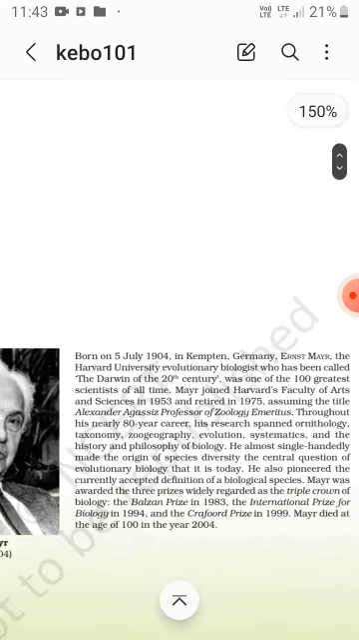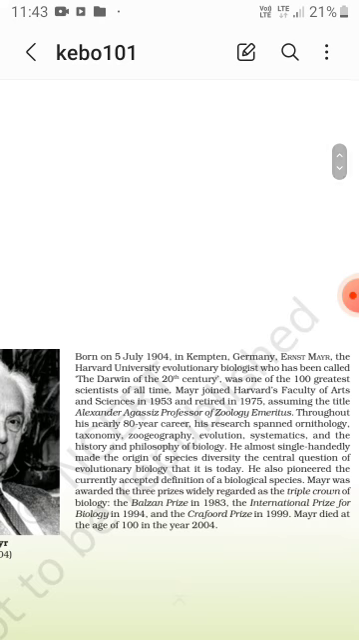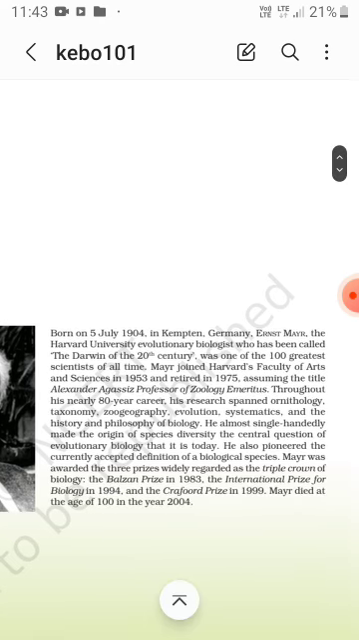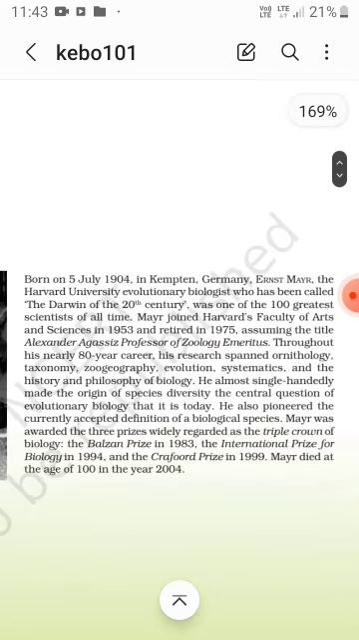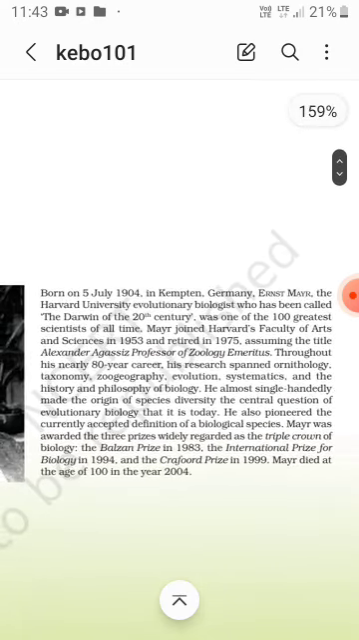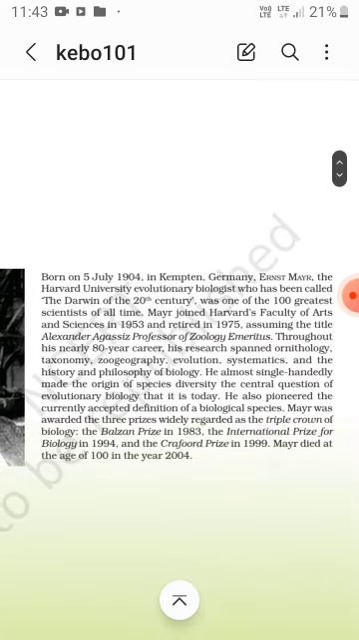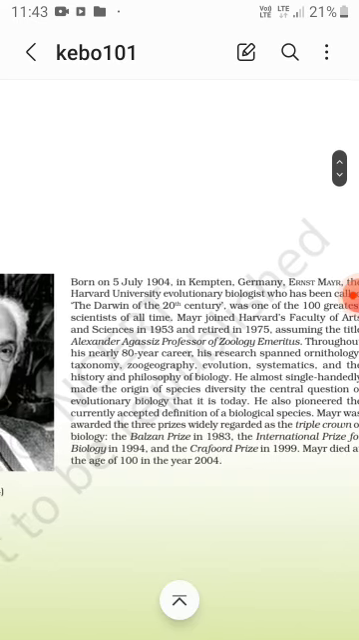The first point is that the Darwin of the 20th century is Ernst Mayr. The second point is that he also pioneered the currently accepted definition of a biological species. Very important. Ernst Mayr pioneered the currently accepted definition of a biological species, and the triple crown of biology was given to Ernst Mayr.